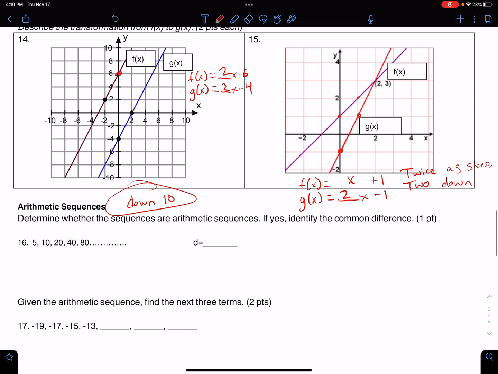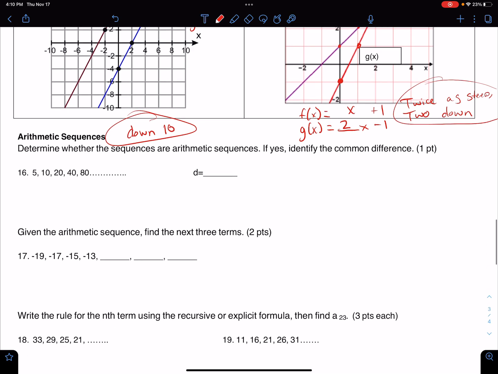Okay, on to the next one. Determine whether the sequences are arithmetic sequences. If yes, identify the common difference.